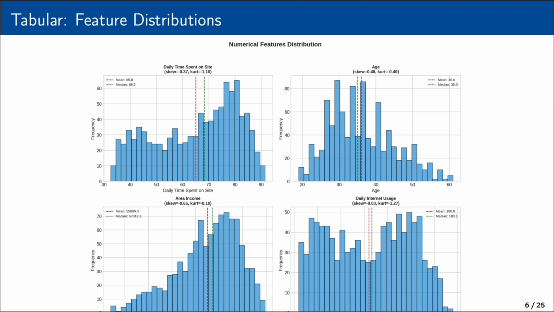Looking at the numerical feature distributions, we can see all 4 key features: daily time spent on site, age, area income, and daily internet usage follow roughly bell-shaped distributions with low skew values, mostly under 0.65 in absolute terms. The negative kurtosis values indicate relatively flat distributions without heavy tails. Both mean and median are close together for each feature, confirming no severe outlier distortion. This tells us the numerical features are well behaved and mostly ready for modeling with minimal transformation.